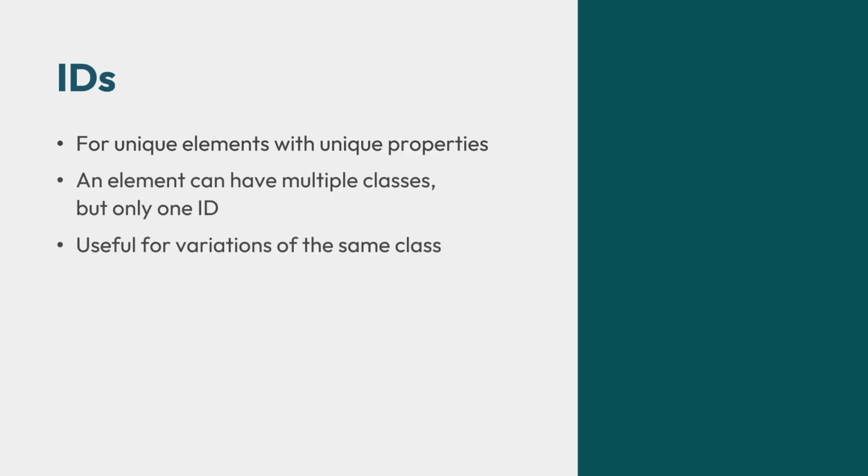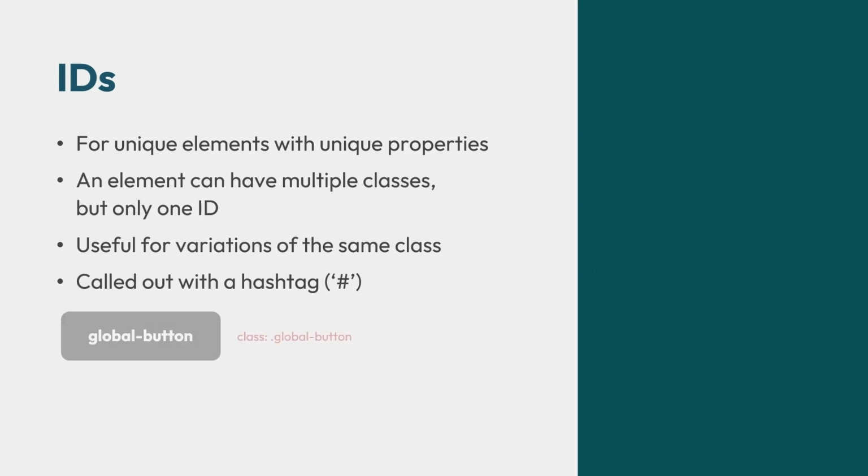IDs are very useful for variations of the same class, and they are called out with a hashtag. A class is called with a dot, ID is called with a hashtag. Let's say that I have a button on my website and I apply some global styling. I want all my buttons to have the same size, the same font size, the same spacing around my text, maybe the same rounded edges and so on. But at the same time, I want some buttons to have a different color.